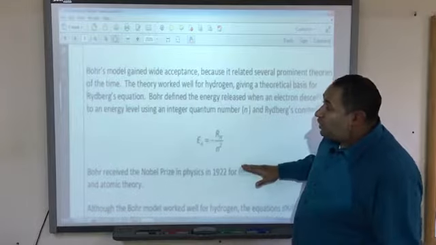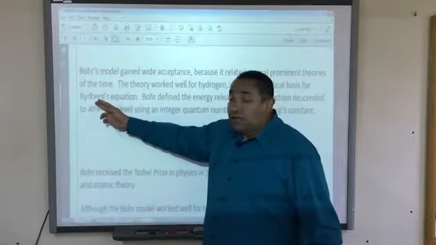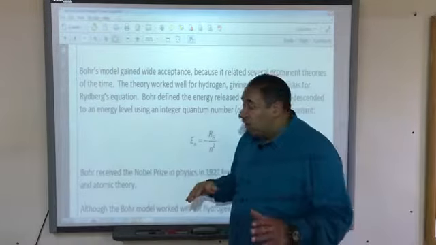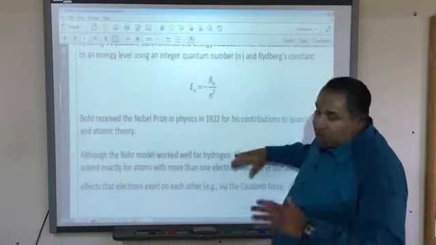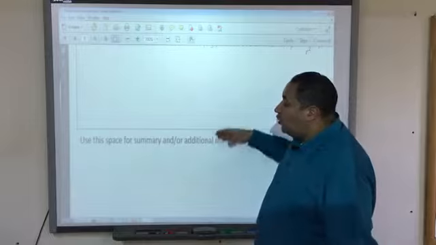There are some equations here from other scientists like Bohr and Rydberg, another physicist who helped in the quantum theory. I just want you to understand the idea. You can read the background, but this is not the core of the unit.